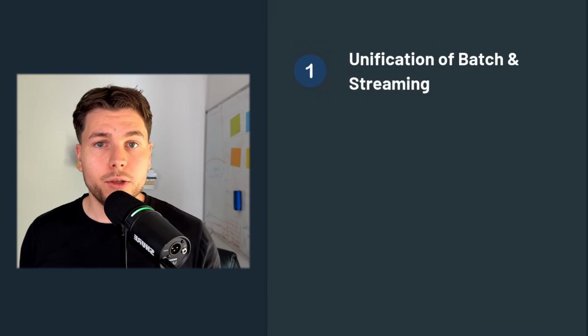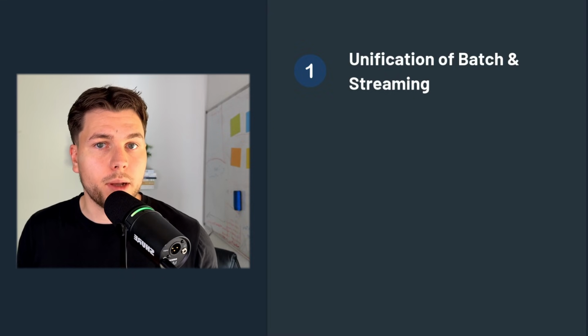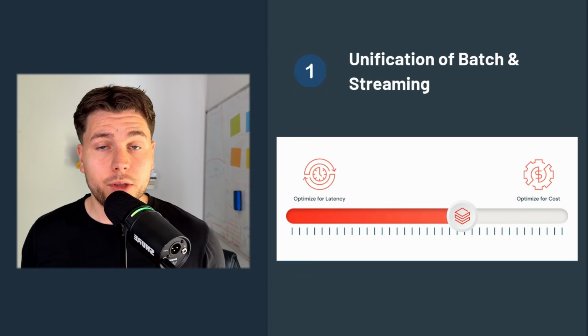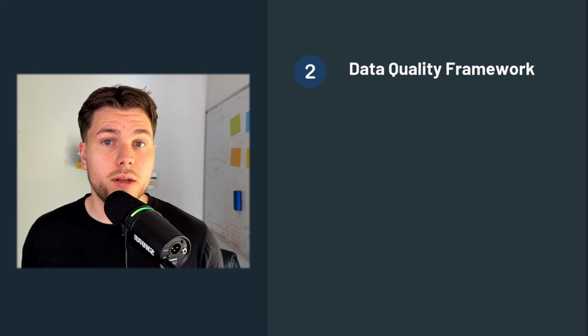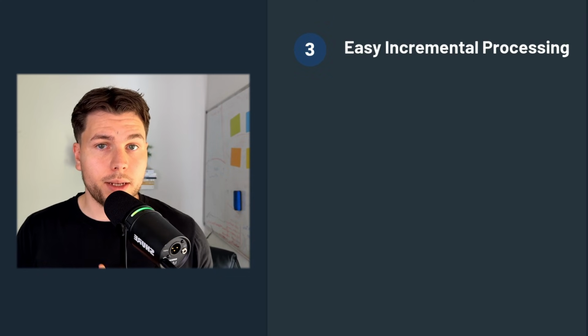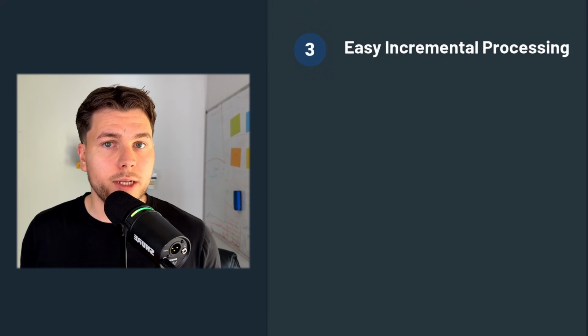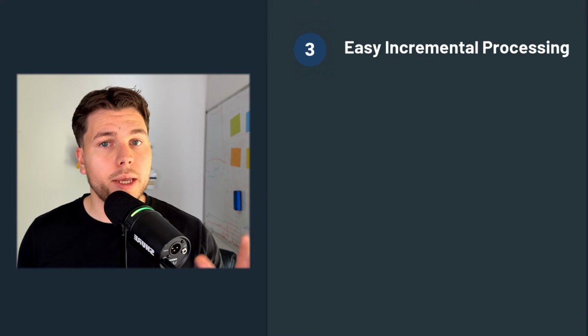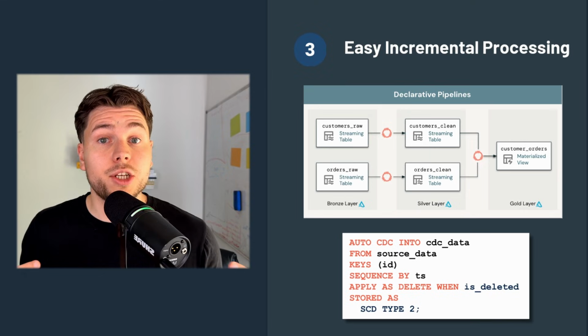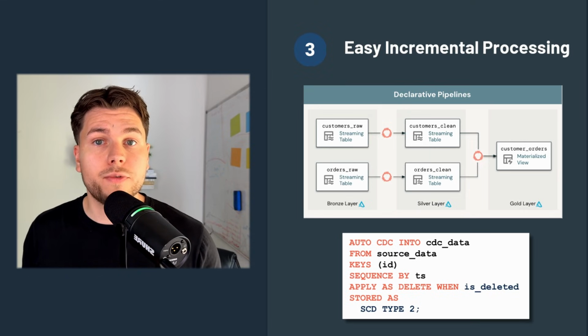First of all, they unify batch and stream processing as they provide this declarative interface to write your pipelines so you can easily switch batch and streaming whenever your requirements change. Additionally, you get data quality functionalities built into the framework, and declarative pipelines are really built for incremental processing, so it becomes super easy to write those pipelines where you always only propagate your incremental new data changes throughout your whole pipeline. And you can also do things like change data capture and slowly changing dimensions with just a few lines of code.